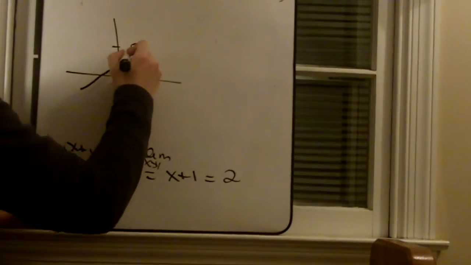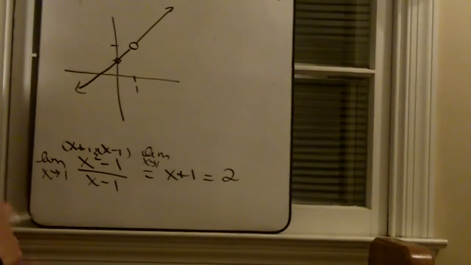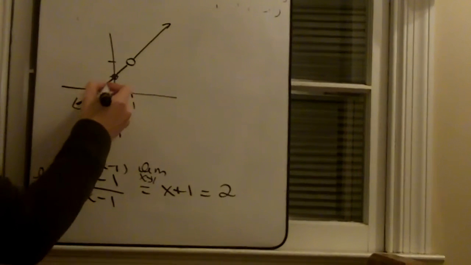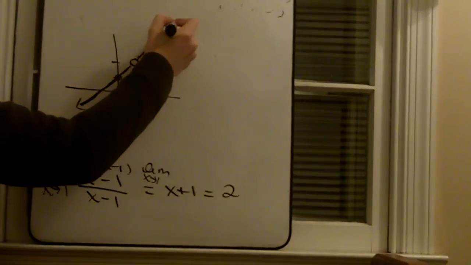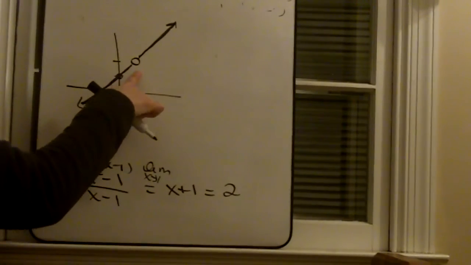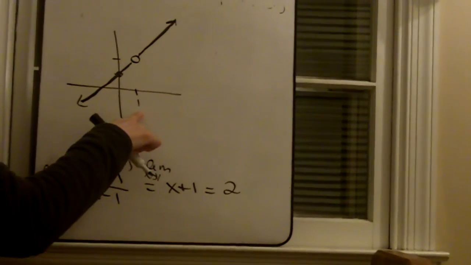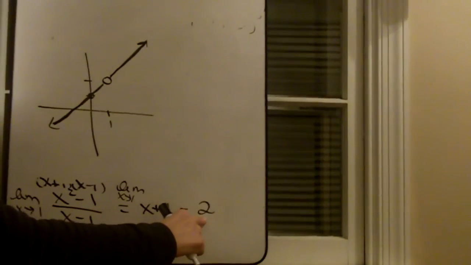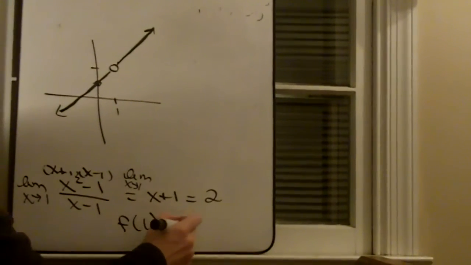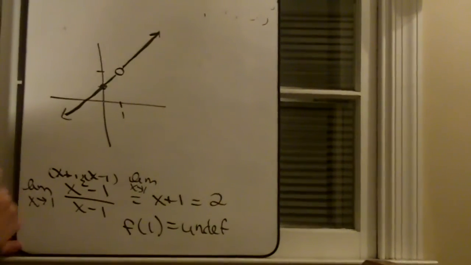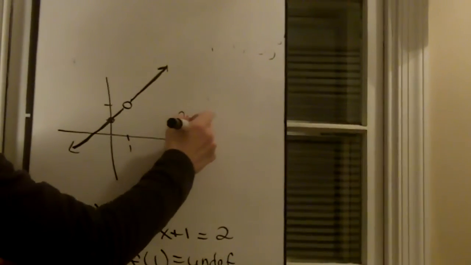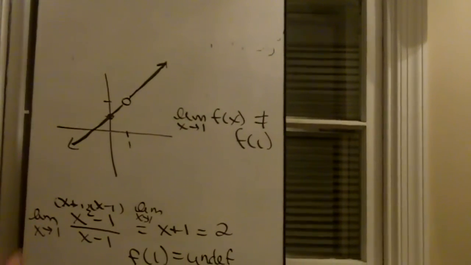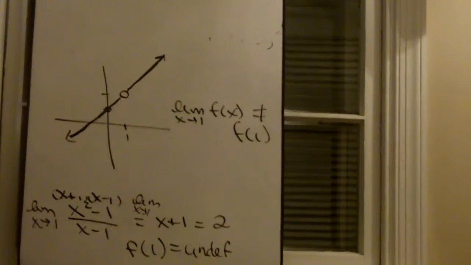So this line that I'm going to draw has a hole in it, and that hole is at 1. Because I have to pick my pen up to finish drawing the rest of the line, this function is not continuous at 1. By the definition, it's not continuous because the limit as you approach 1 is 2, but f of 1 is undefined. So when the limit as I approach 1 of the function does not equal the function value at 1, then this function is not continuous at the value 1.